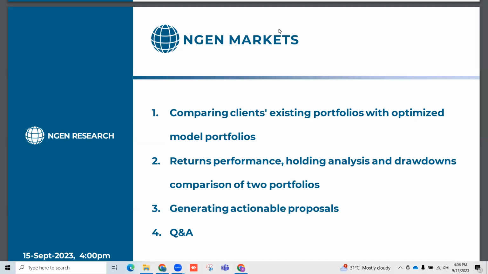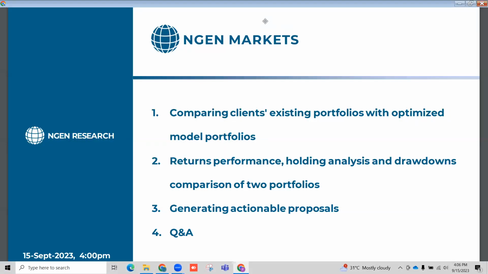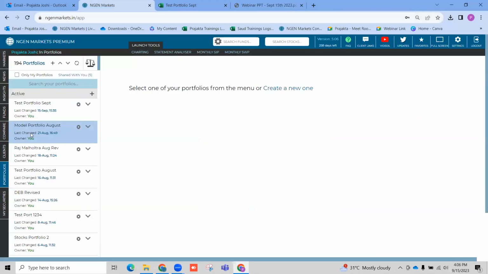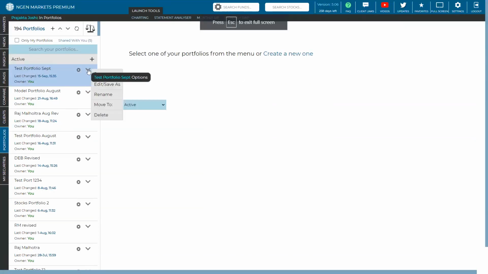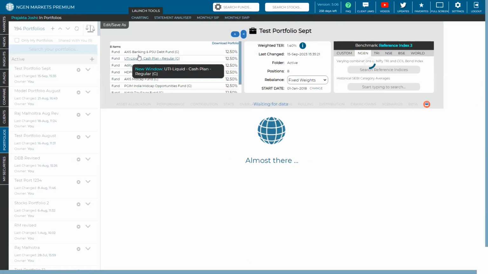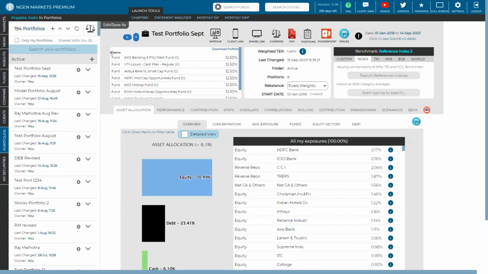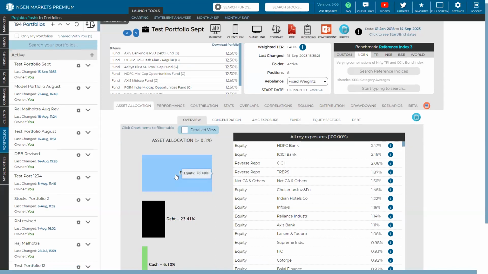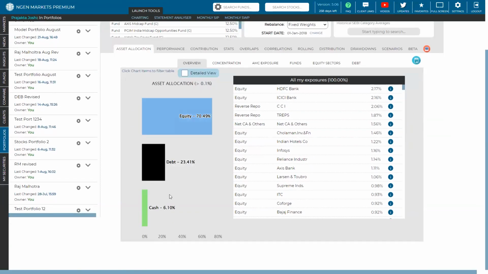So when you typically go to the NGEN Markets terminal, we will typically be going to the portfolio section. In the portfolio section, I have loaded a test portfolio for September for the purpose of this webinar. So I will just click on this drop down and I'll run this particular portfolio. When I run the portfolio, you will typically see that this portfolio has 8 components and these 8 components are so on and so forth. The asset allocation of the portfolio is 70% into equity, 23% into debt, and the others is a cash exposure.